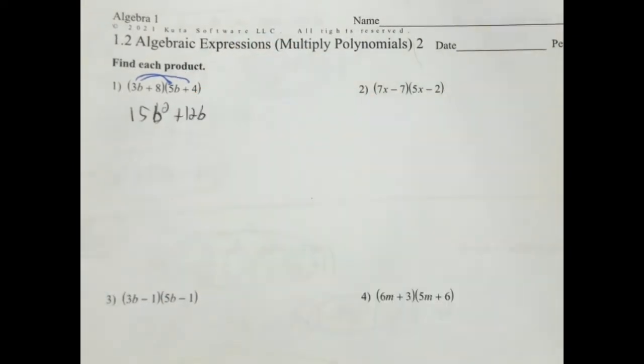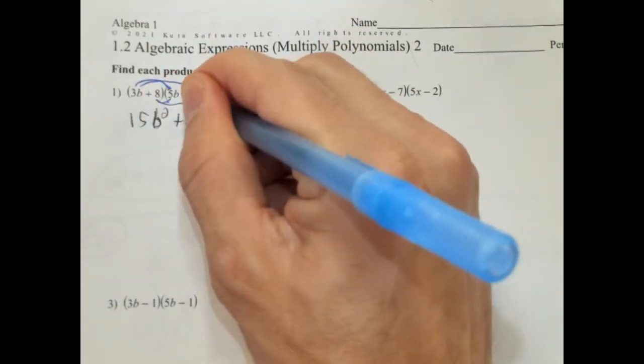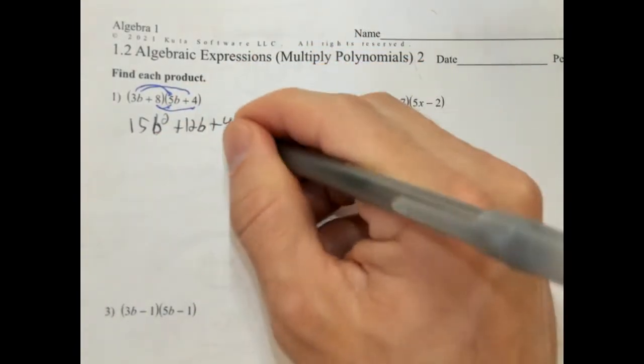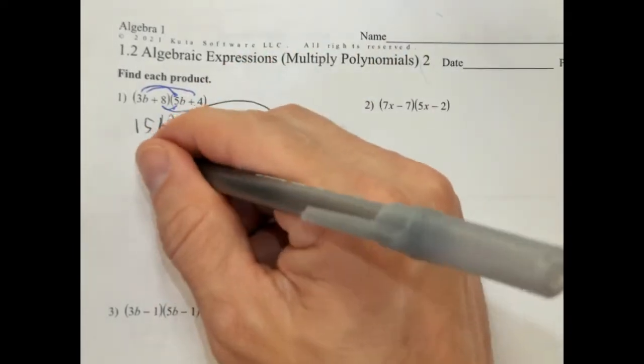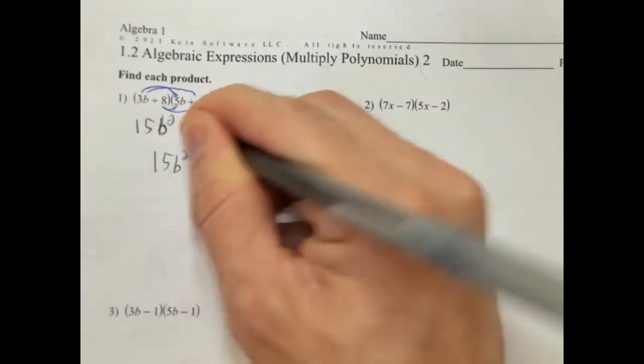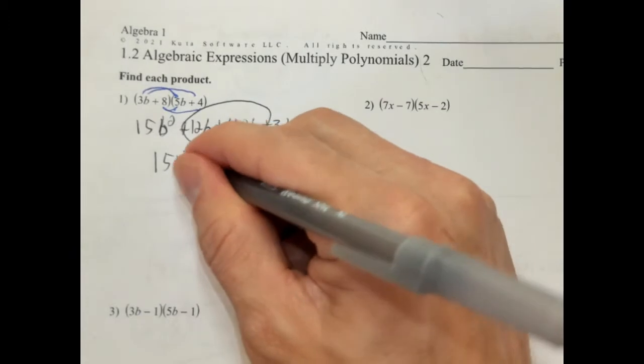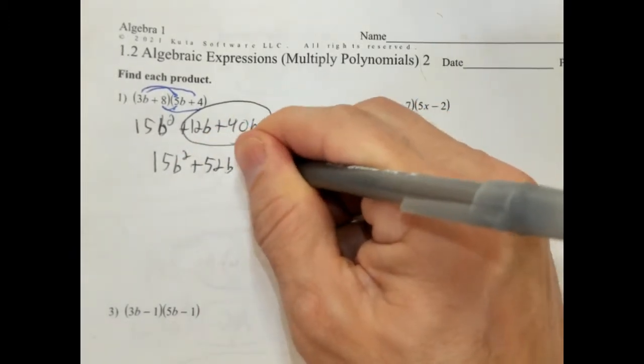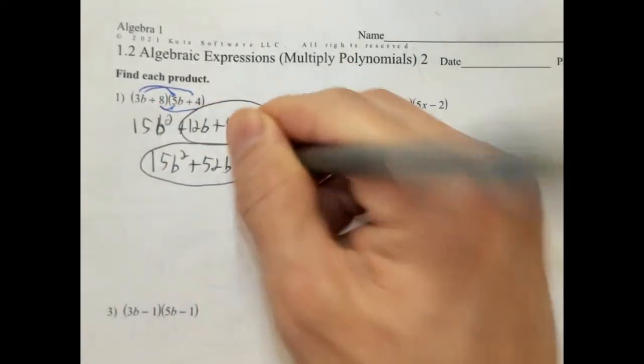8 times 5b and 8 times 4. 8 times 5b is going to be plus 40b. 8 times 4 is going to be plus 32. We're going to combine those together. Bring these down. 15b squared. 12b plus 40b will be plus 52b. And then bring down the 32.